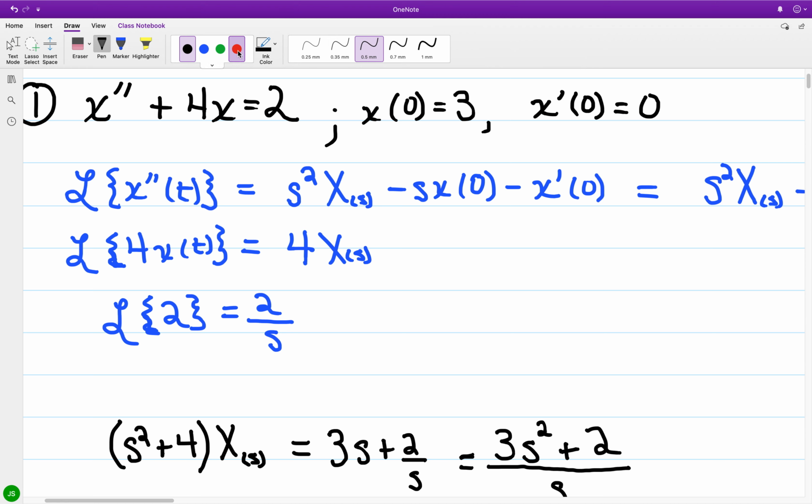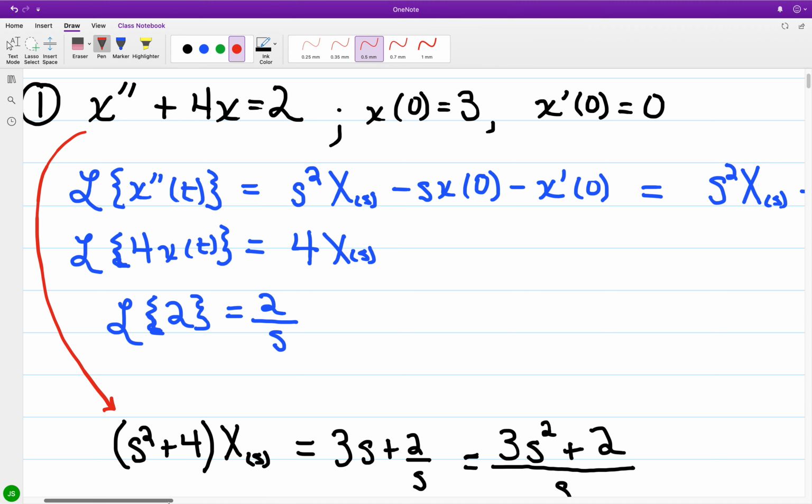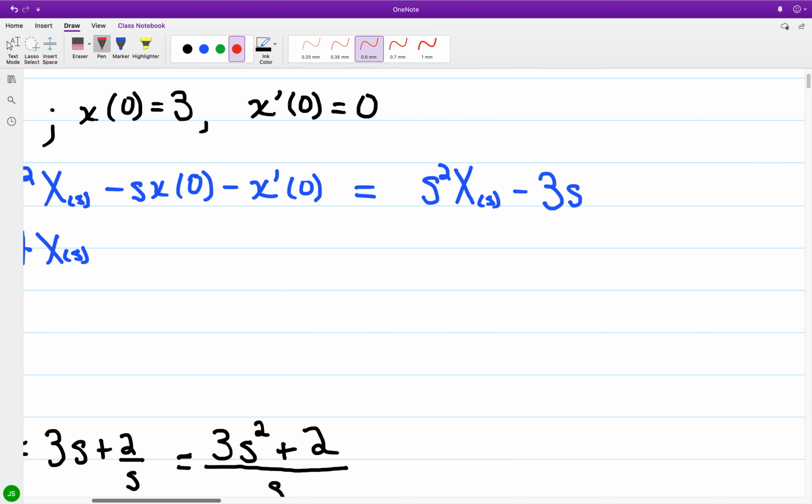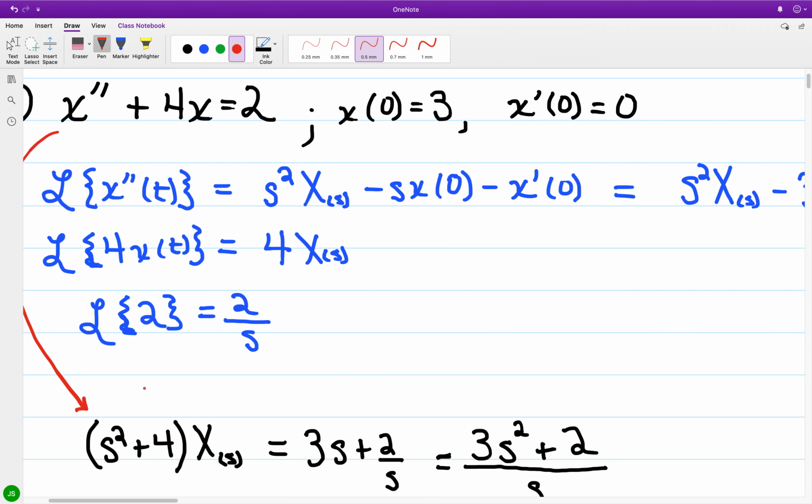And taking what we have and rewriting this equation in terms of the Laplace transforms. So again, we have x double prime plus 4x, just in the setup. So I had s squared x of s minus 3s. So I kept the s squared and moved the 3s over. And you have plus 4x of s. And we have 2 over s on the right hand side.